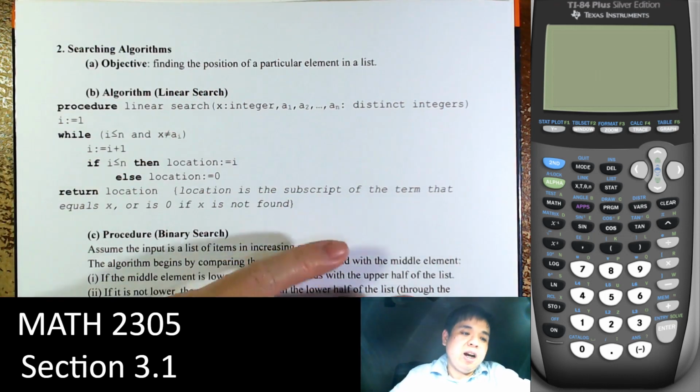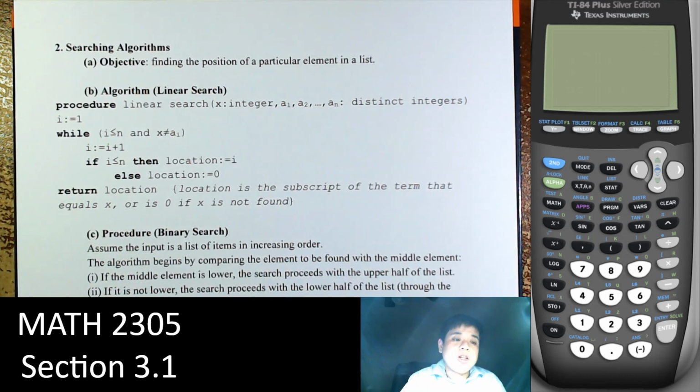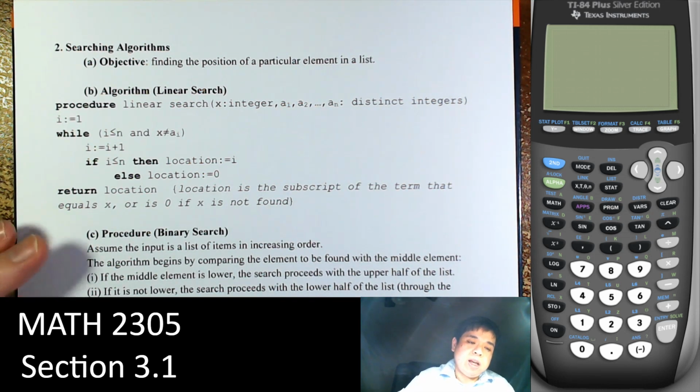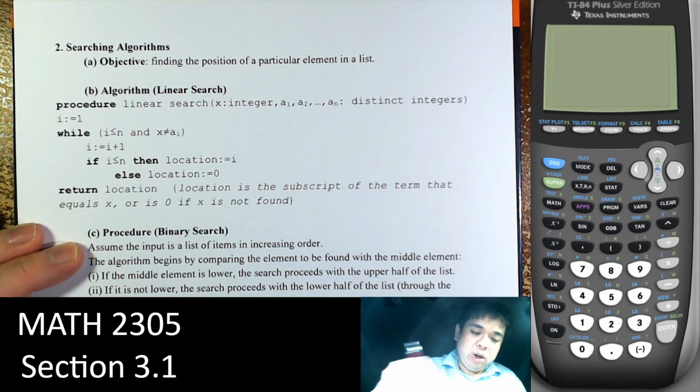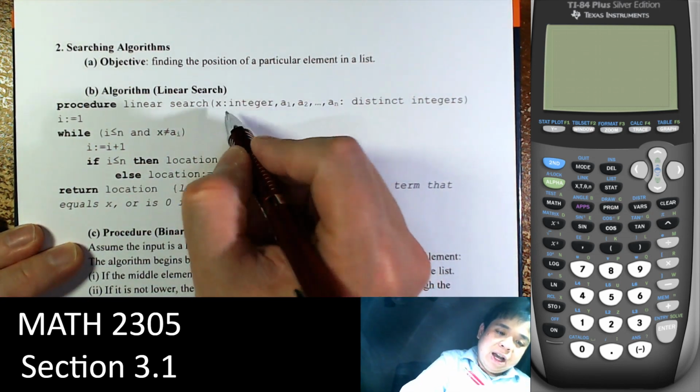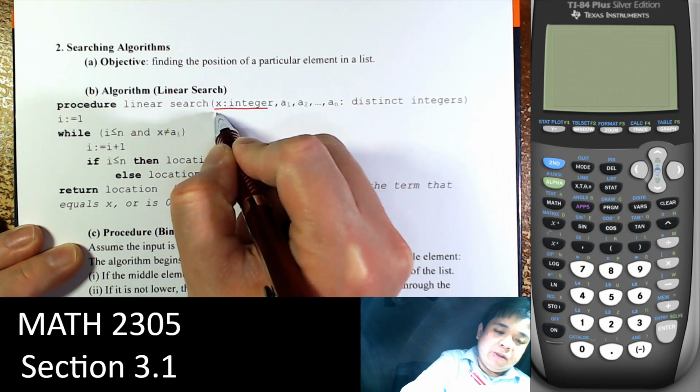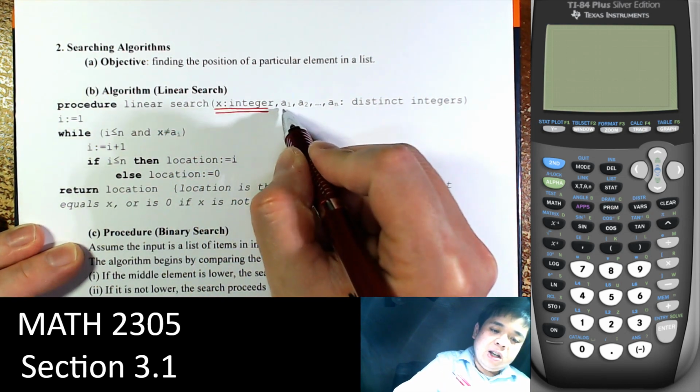Right. Next, searching algorithms. Searching is to find certain things on a list. And there are a few types of search. The first one is the linear search. So for example, in the linear search, we have the input x, so we're going to search for the value of x in this list.